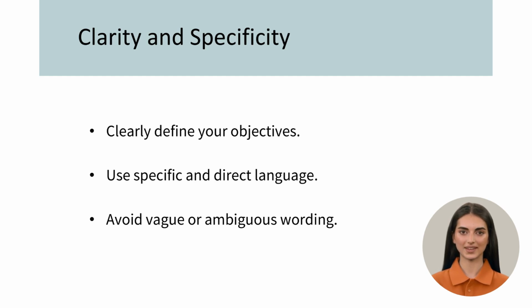Instead of saying, "Give me some ideas," try, "Give me 3 ideas for a community engagement event focused on sustainability." The more precise you are, the more relevant the AI's response will be. And finally, avoid vague or ambiguous wording.